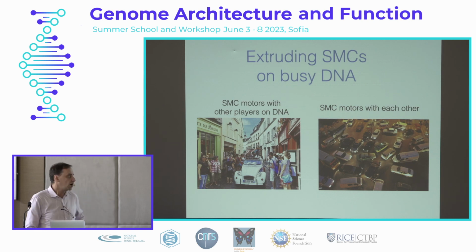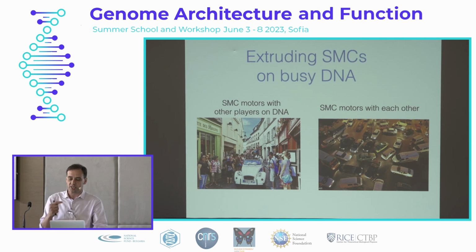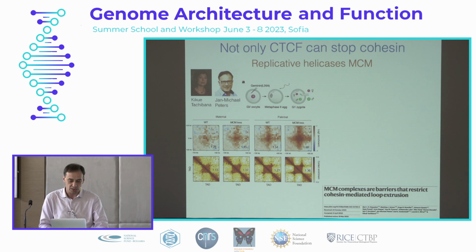Now the question is, how does loop extrusion operate on busy DNA? How do SMC motors interact with bystanders, other proteins on DNA, and how can SMC motors interact with each other? In this sense, this part of my talk will be very much rhyming with Cees's presentation, where we're trying to ask similar questions, but not from a single molecule perspective, rather from observations in living cells, and then trying to see where we do or do not agree with single molecule experiments.